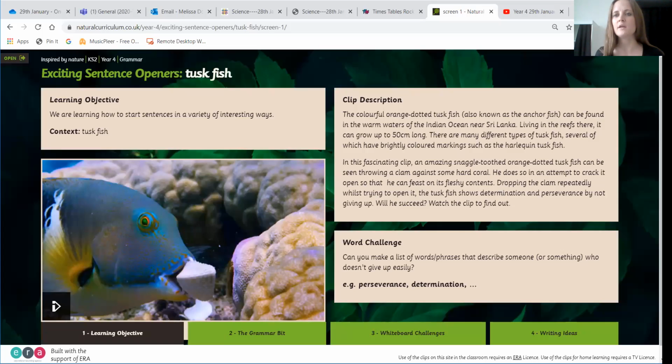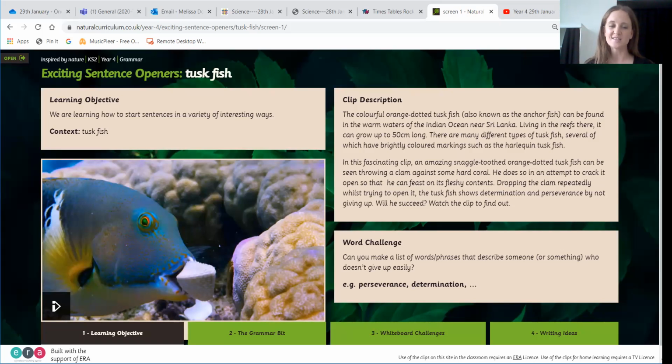So we will be looking at exciting sentence openers. And this is obviously different ways that we can start our sentences. This is really important when we're writing our paragraphs, specifically thinking about the topic sentences and how we're going to start them, and not just starting them in a boring way. So our learning objective is the following. We are learning how to start sentences in a variety of interesting ways, and we're going to be looking at the tusk fish when we look at this.